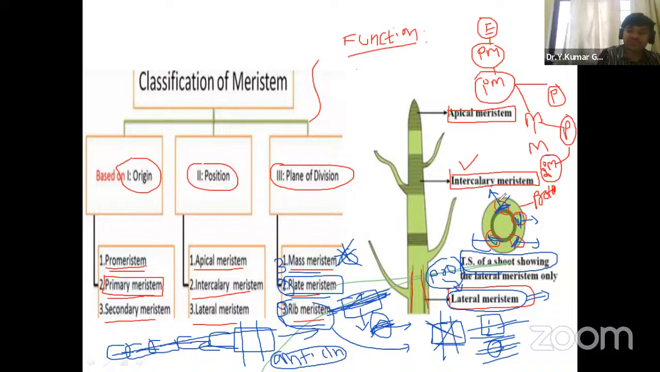And next, ground tissue. What is ground tissue? Except procambium and protoderm, the rest of all the parts come under ground tissue. If you take the internal parts, epidermis is already completed and vascular bundle is also completed. What is the next in the internal parts?